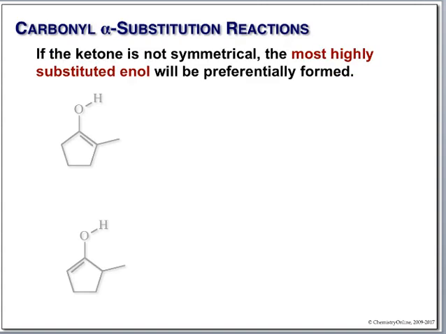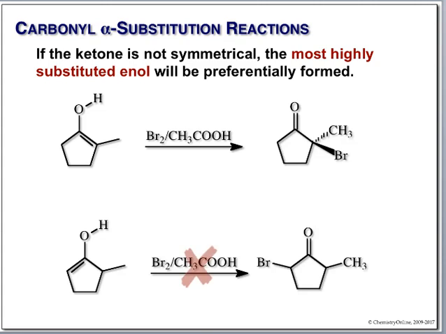Well, remember, way back in 234, we did Zaitsev's rule. What do you know about forming alkenes? You want the most highly substituted alkene. So this is the most highly substituted enol to give this product. This product is really not observed. Zaitsev's rule. Any questions?